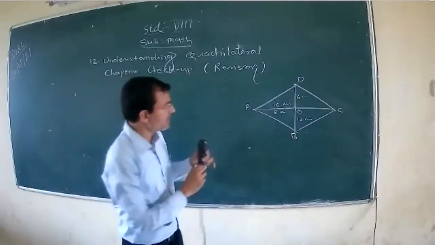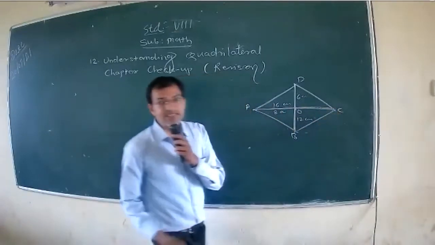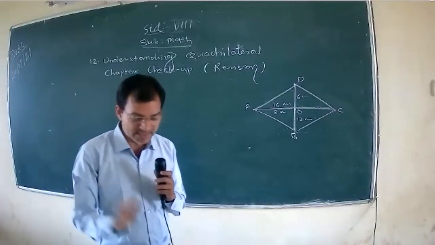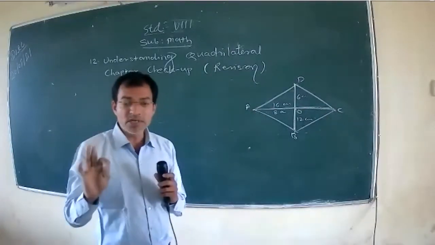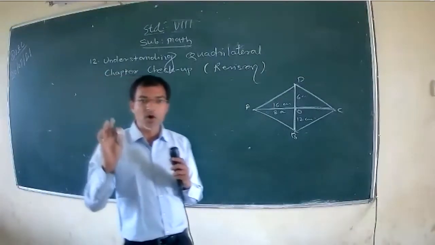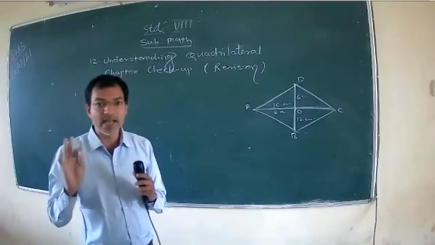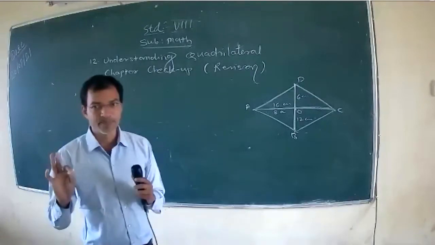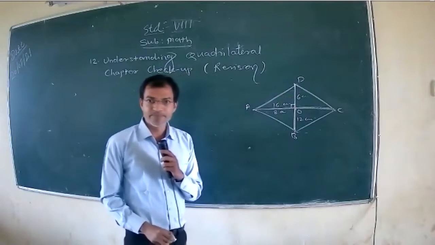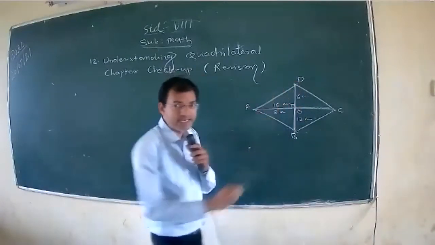Okay. Now listen here. This is the rhombus. It is given here: quadrilateral ABCD is a rhombus. And you know the properties of a rhombus. One of the properties is that the diagonals of a rhombus bisect each other at right angle. Means a 90 degree angle is formed here. Angle AOD is a right angle.